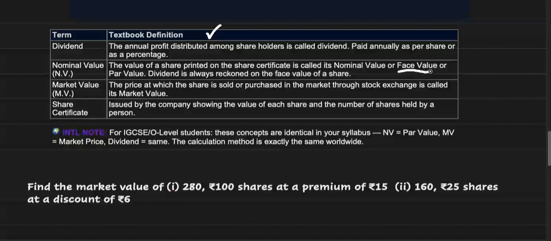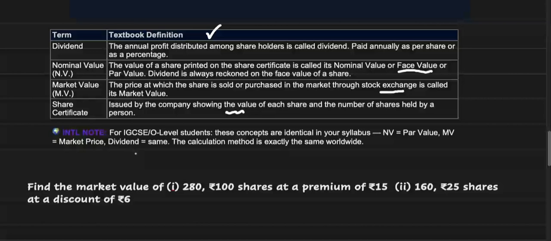What is printed on a share certificate? Market value is the price at which the stock is getting exchanged, meaning in the market today what is the price of that share. Share certificate is the certificate which you get whenever you are selling or purchasing a company's share.